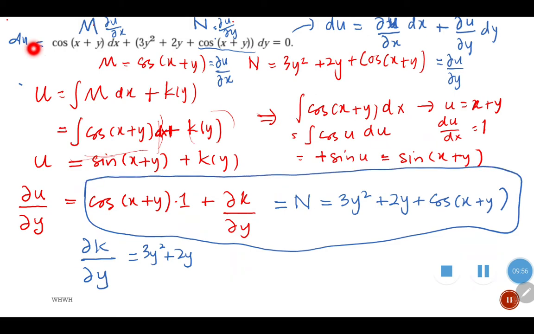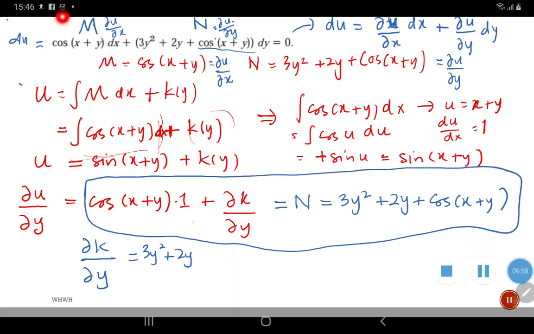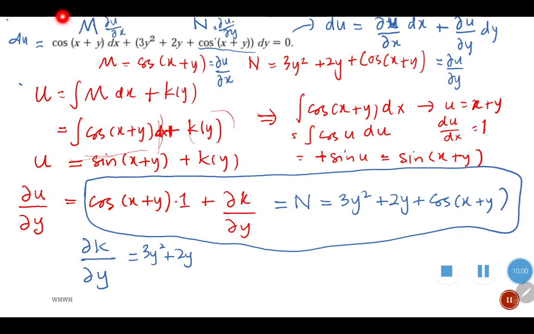So, to get del k del y, you just have to bring this cos x plus y to your right hand side. So it will be cancelled with this. So what you have is only del k del y equals 3y square plus 2y. Do you all understand?